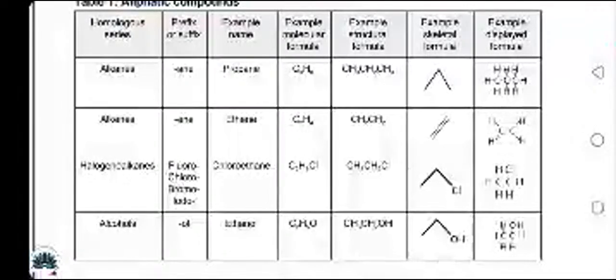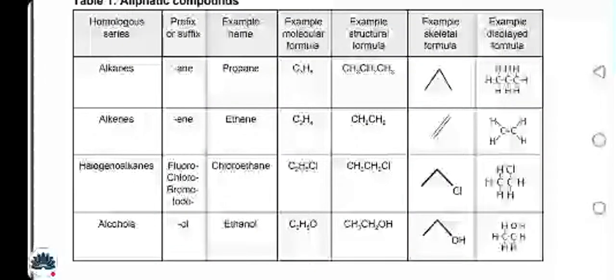Now we are required to focus on the suffix used to determine whether it is an alkane or an alkene. For alkanes it ends in ane. If it is an alkene, it will end in the suffix ene. For halogenoalkanes, the prefix is at the start, such as fluoro, chloro, bromo, or iodo. For example, if it is propane, it is an alkane. If it is propene, it is an alkene. As we already discussed in the previous live session, alkenes are unsaturated hydrocarbons, and alkanes are the saturated ones.